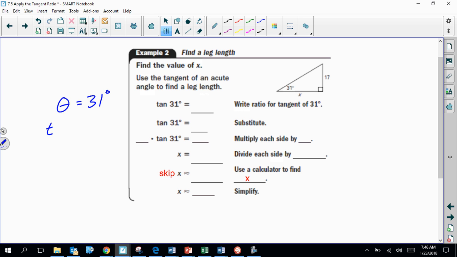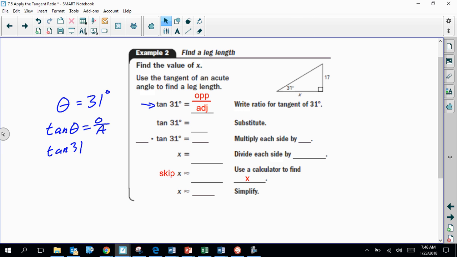Typically we'll start off by saying tangent of theta is equal to the opposite side over the adjacent side. And then we just substitute our numbers. So in this case, I would say tangent of 31, which is where they're starting it off here. Now we can substitute our opposite side and our adjacent side. The opposite side of the angle is 17, and the adjacent side of the angle is whatever side x happens to be. At this point, it's just an algebra problem. We have tangent of 31 is equal to 17 divided by x.